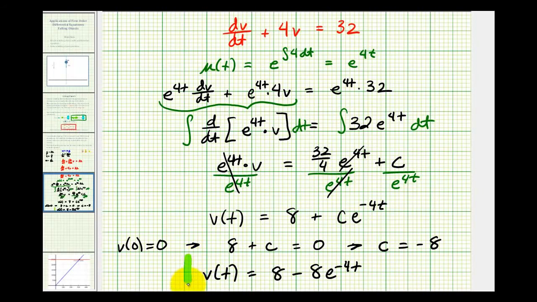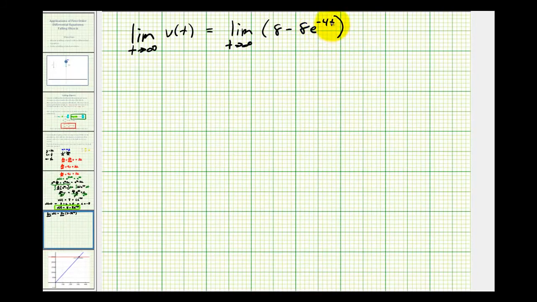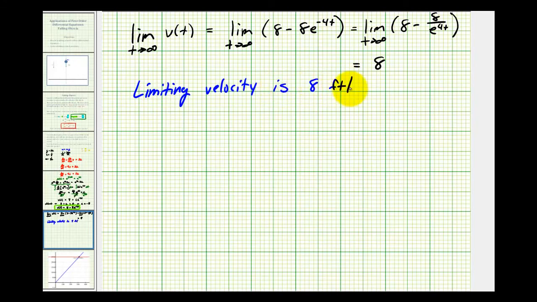So to find our limiting velocity, we need to find the limit of this function as t approaches infinity. Let's go ahead and do that on the next slide. To do this, it might be helpful to rewrite this second term as a fraction. So we would have 8 minus 8 all over e to the power of 4t. In this form, we can see the second term is going to approach 0 because the denominator is increasing without bound as t approaches infinity. Therefore, this limit is just equal to 8, which means our limiting velocity is equal to 8 feet per second. That's the fastest this object will fall until it hits the ground, due to the air resistance.